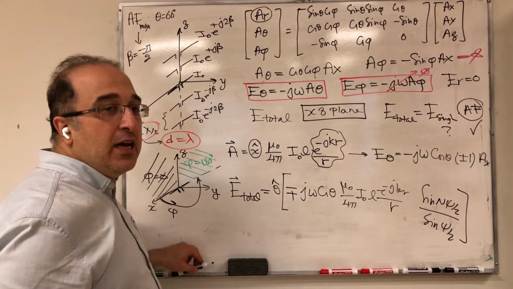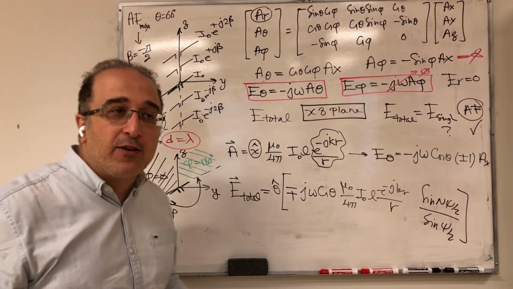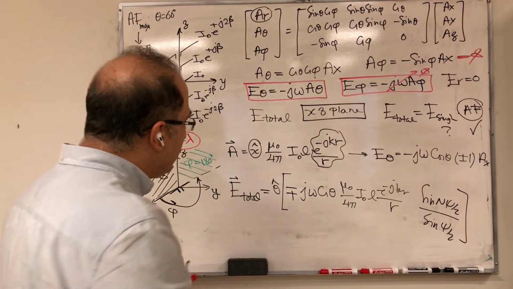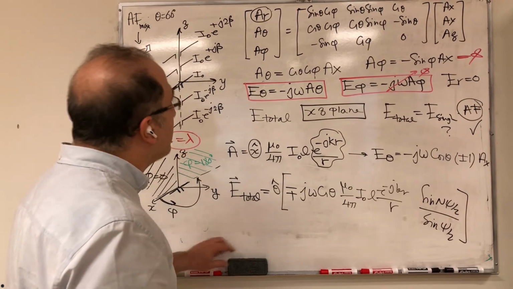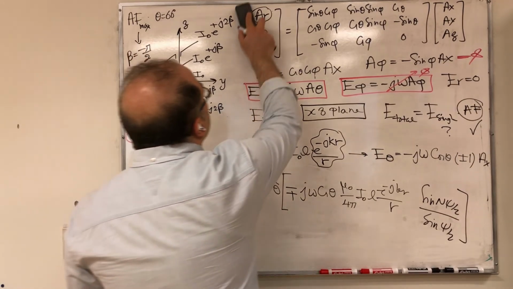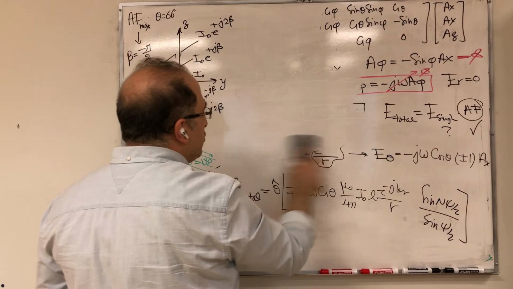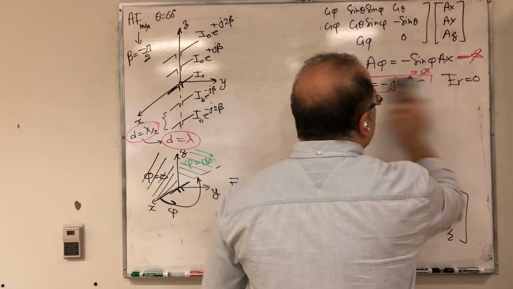Now we want to see what's going to happen with the array factor. Do we get any grating lobes? And if we do, what would be our grating lobe? So let me again remove this and go back to our array factor equation.